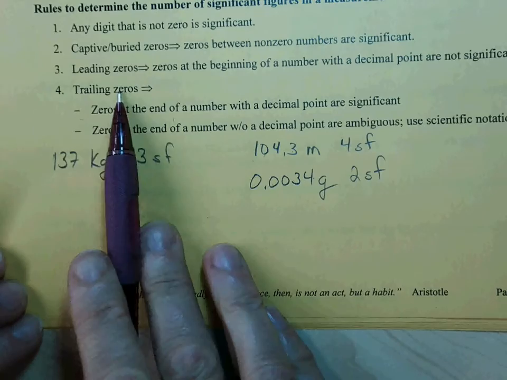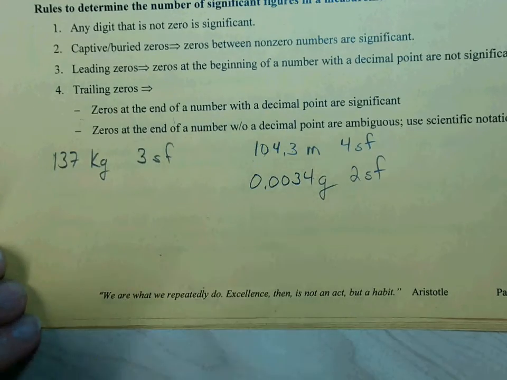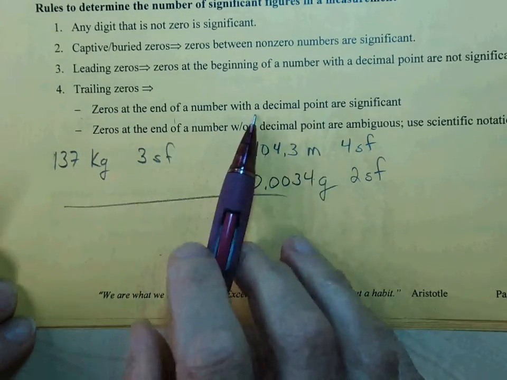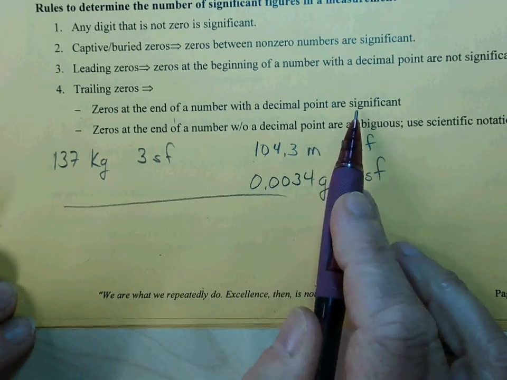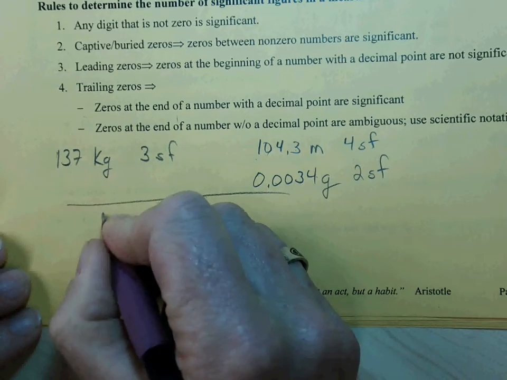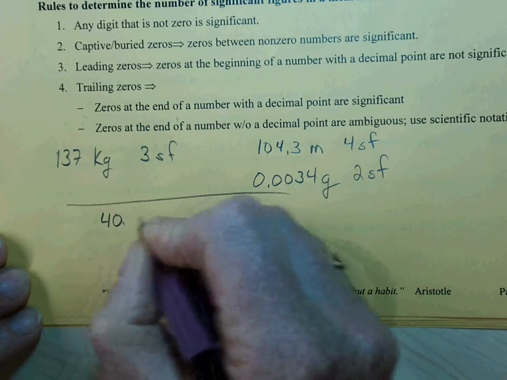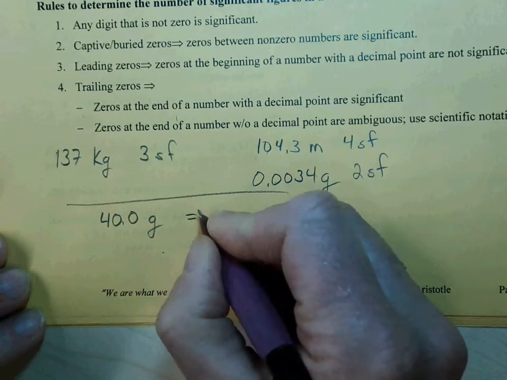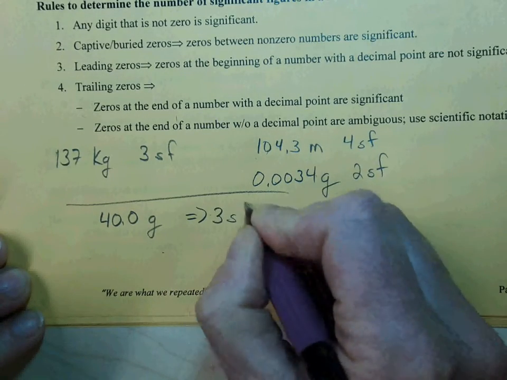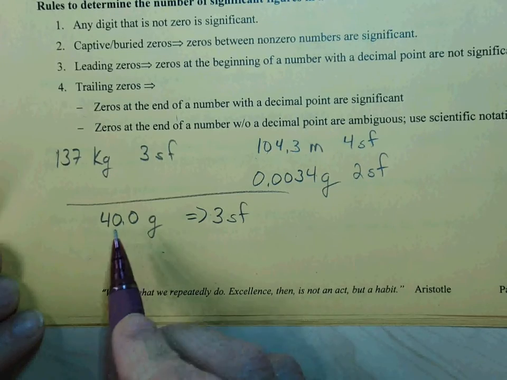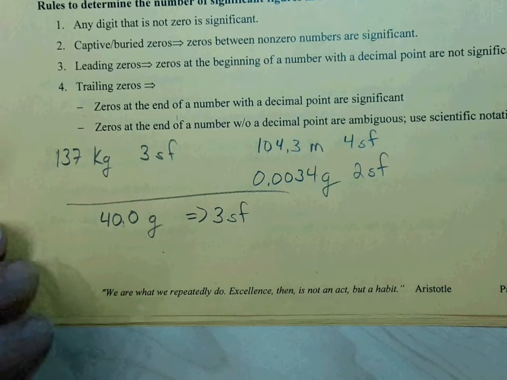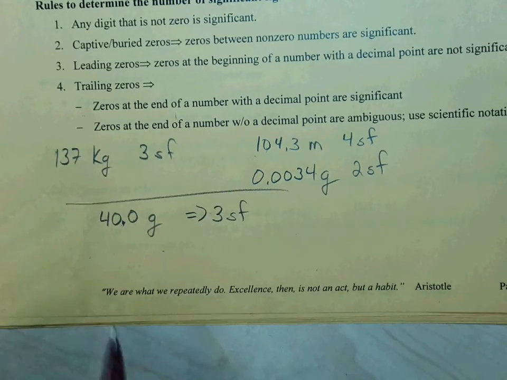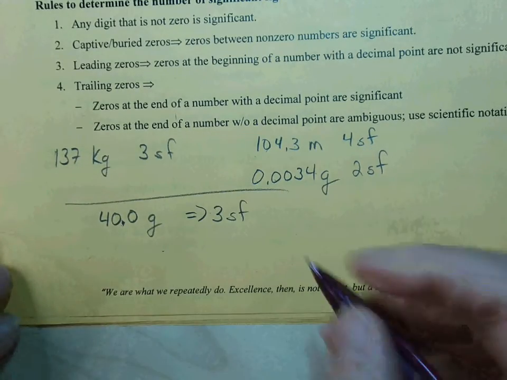Trailing zeros are the zeros at the end of numbers. Now they're treated two different ways. The zeros at the end of a number with a decimal point are always considered significant. For example, 40.0 grams is going to correspond to 3 sig figs, because each of these zeros is significant. This is a number that has a decimal point, so all the trailing zeros are significant.